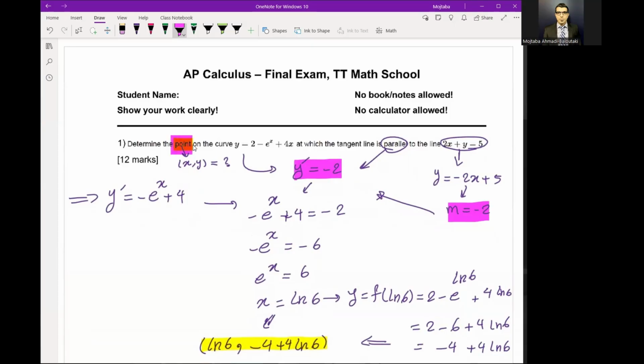When we ask for a point, right, find the x and y. So y would be f of that point, ln of 6. So we're going to plug in ln of 6 in here. That would be 2 minus e raised to ln of 6 plus 4 times ln of 6. This is one of the properties of ln, right? E raised to any logarithm with the same base would be the argument of that logarithm. So we have 6 here, we have 2. The y value becomes -4 plus 4 ln of 6. There you go. That's question one.